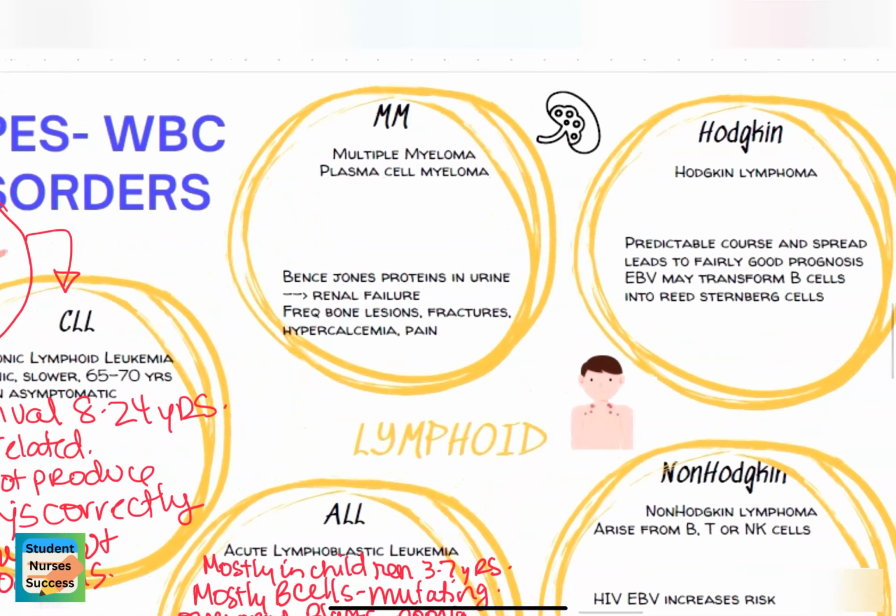Now let's talk about multiple myeloma, also known as plasma cell myeloma. Plasma cell myeloma is slow, insidious onset, and usually somewhere around the age of 65 years of age, we start to see. What happens with multiple myeloma is we have excessive B lymphocyte antibodies being made.